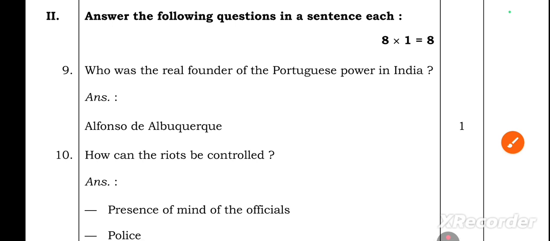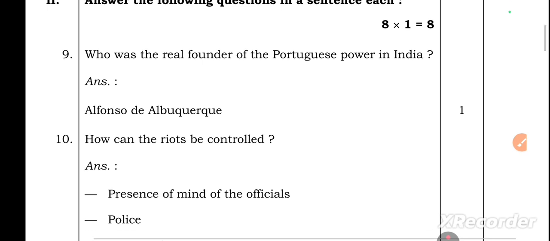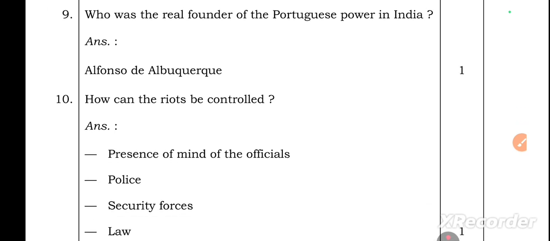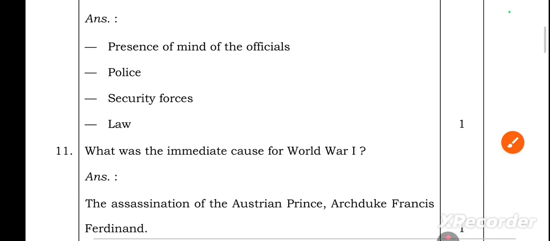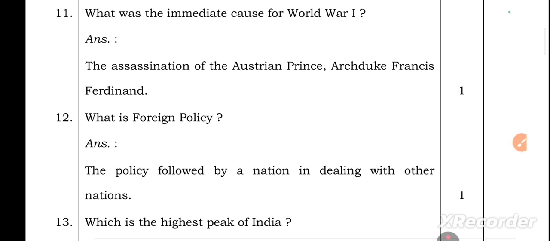Question number 2, answer the following questions in a sentence each, carrying 1 mark. Total 8 questions for 8 marks. Ninth one, who was the real founder of the Portuguese power in India? Alfonso de Albuquerque. 10th one, how can riots be controlled? Answer: presence of mind of the officials, police, security forces, laws, etc. 11th one, what was the immediate cause for World War I? The assassination of the Austrian prince Archduke Francis Ferdinand.